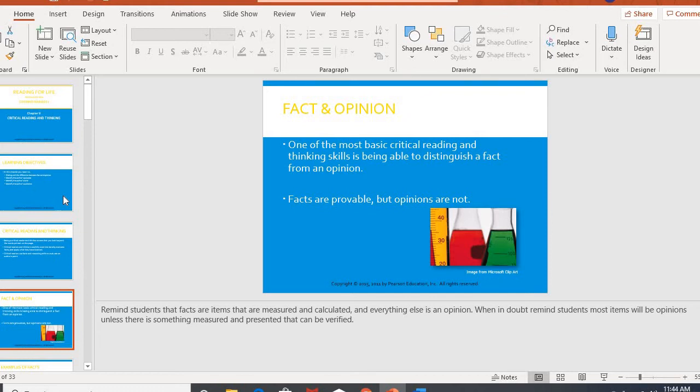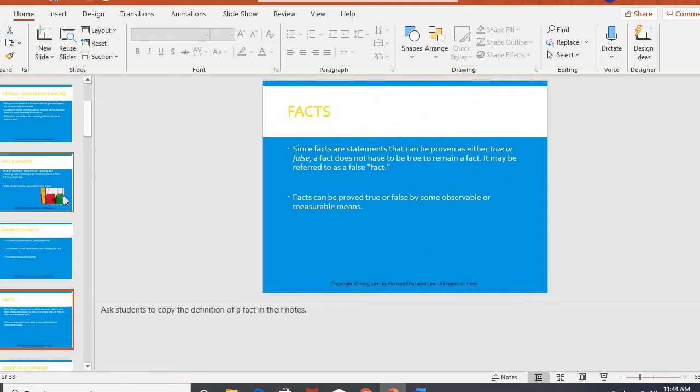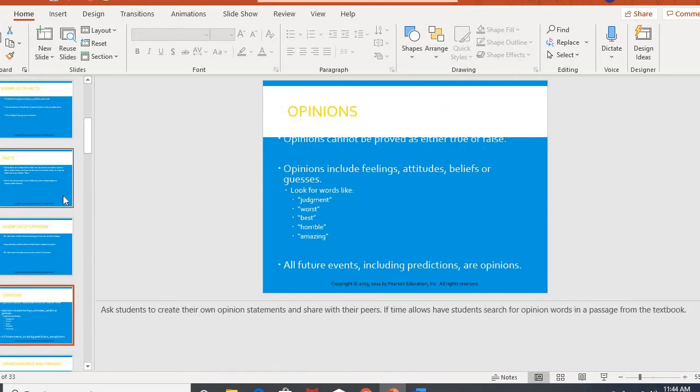The first basic part was about fact and opinion. The basic definition is that a fact is provable, true or false, but opinions are not provable. They are values. Facts you can look up and verify, and if it turns out that it's not accurate, it's a false fact. So you can measure it or observe it somehow. Opinions are those value words, feelings, attitudes, beliefs, as well as making predictions about future events.